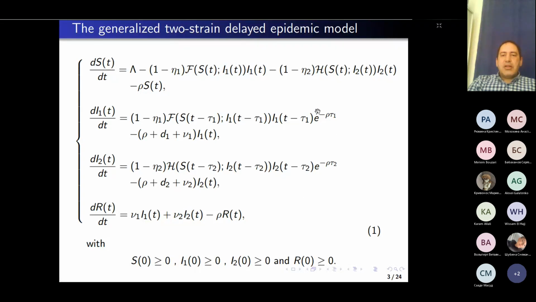And the last one here, exponential minus rho tau 1, is the probability of survival of the first strain from t minus tau 1 to time t. And exponential minus rho tau 2 is the survival probability from t minus tau 2 to t for the second strain infected individuals.